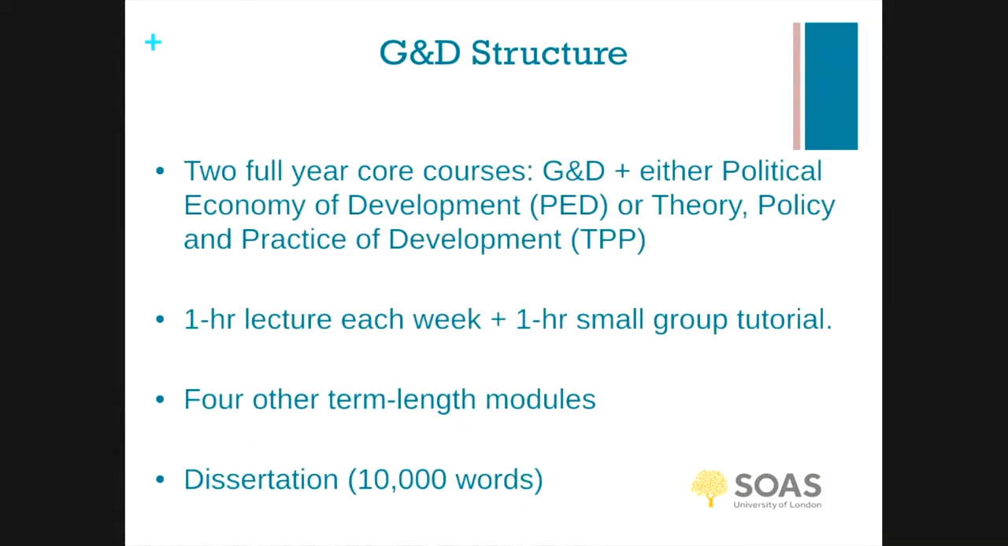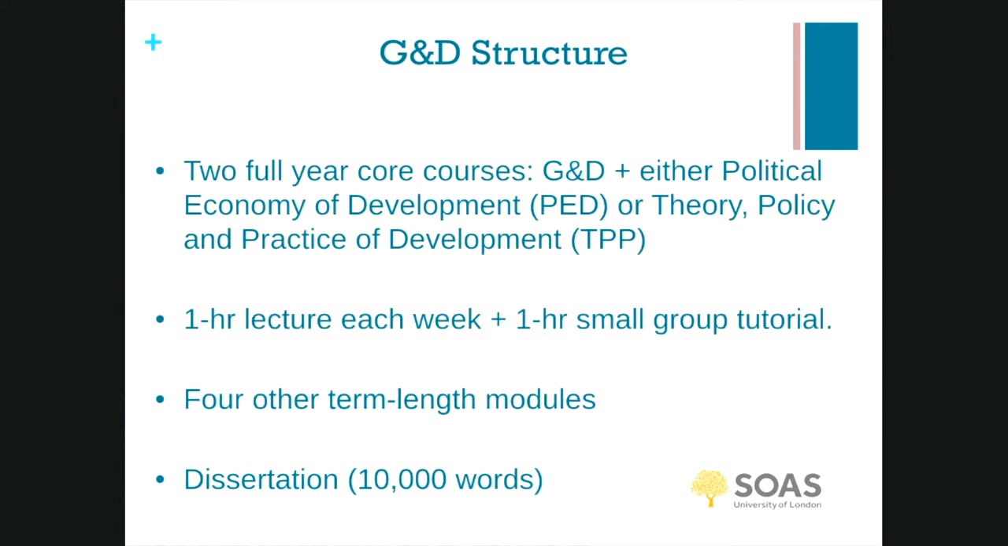So, looking now at what's the structure of G&D. There are two full-year core courses that you need to take to graduate with the G&D Masters. First of all, you need to take the core course itself, and in a second I'll be showing you what the lecture outline for the course was for this year. And then secondly, you take one of two core courses, either Political Economy of Development or Theory, Policy and Practice of Development.